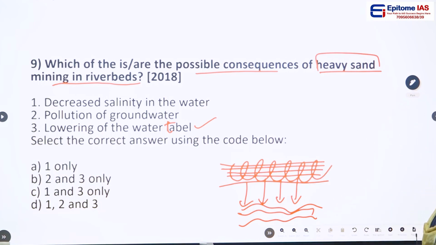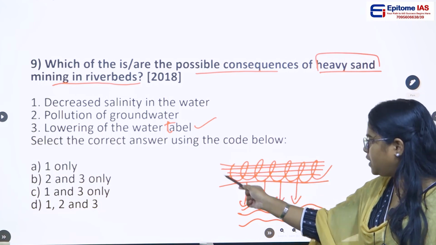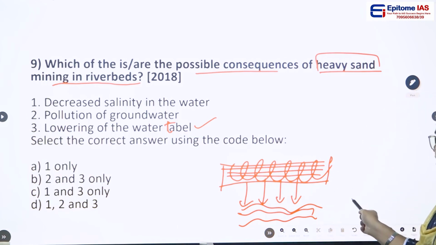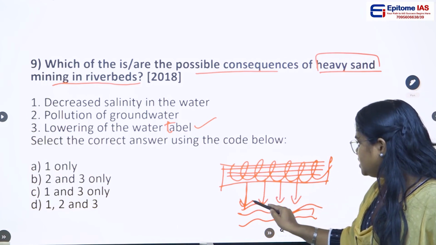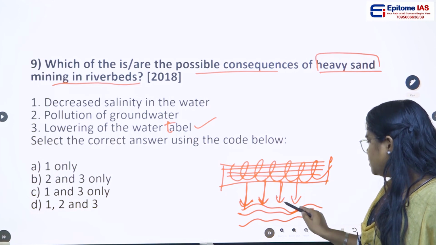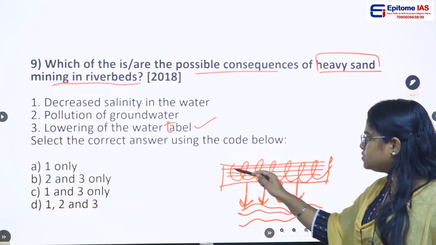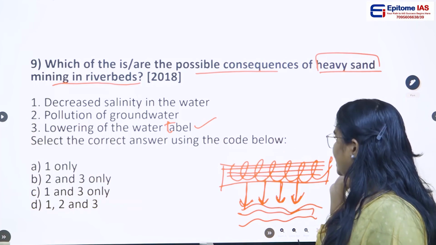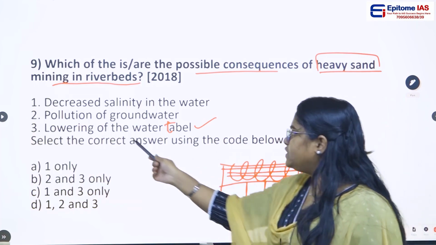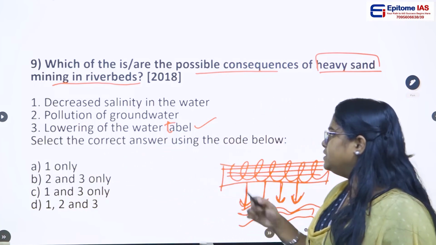sand, then what will happen? Its purpose is gone. It's not there. So it is actually helping in the refill and maintaining of the groundwater. So this is not happening when you remove the sand from the river. So yes, it will lead to lowering of the water table.